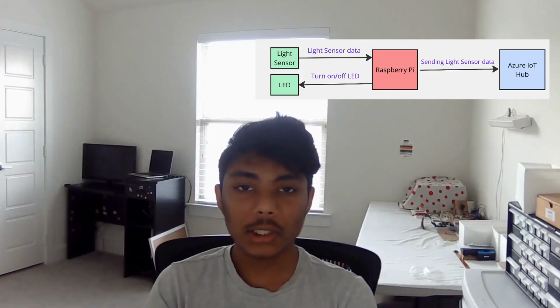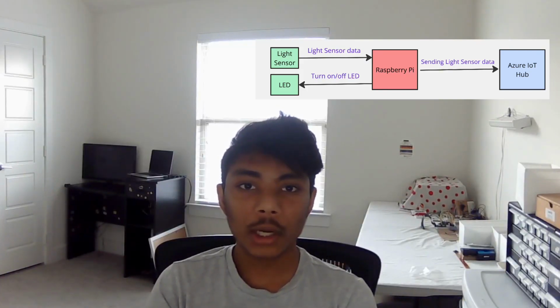Hey guys, in today's video, we're going to be talking about the Azure IoT Hub, which is a cloud service. Then we're going to connect the Raspberry Pi to the Azure IoT Hub. And finally, we're going to send data from the Raspberry Pi to the Azure IoT Hub.